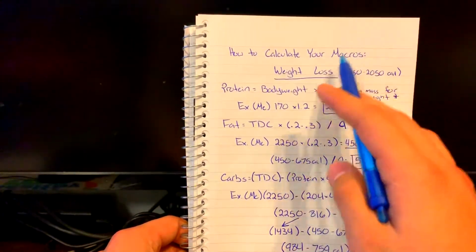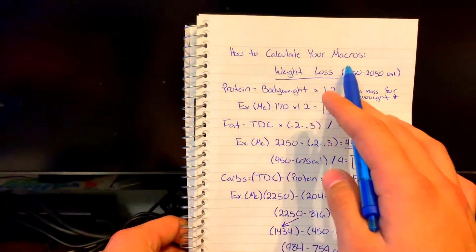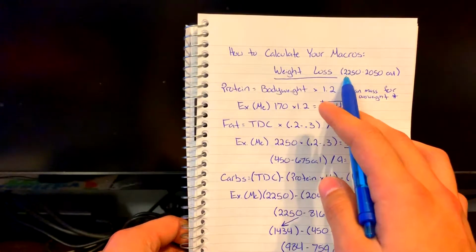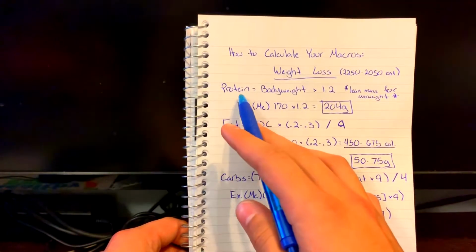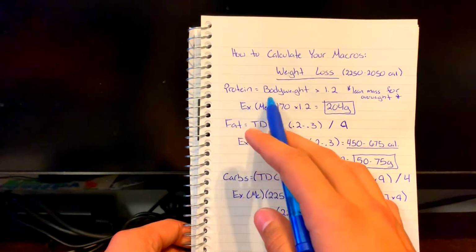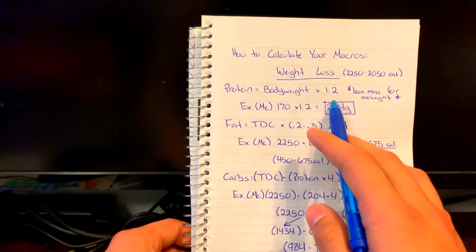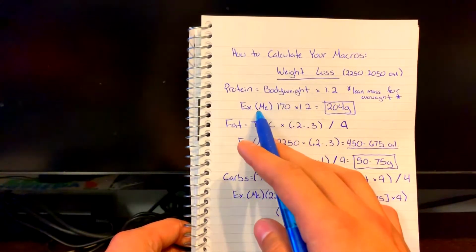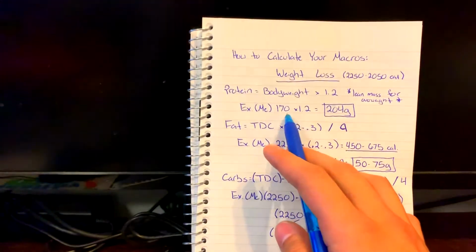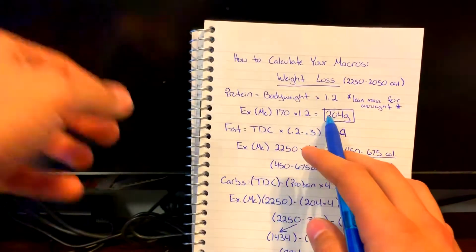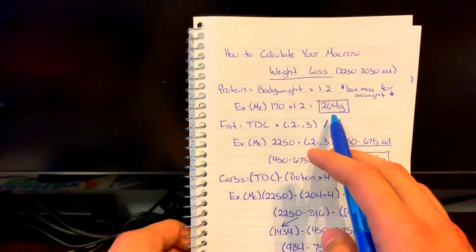For the purpose of this video, for weight loss, I'm just going to use the high end of my weight loss spectrum at 2250. So to find your protein intake for the day, you take your body weight times 1.2. An example for me: I am 170 pounds times 1.2. That gives me 204 grams of protein per day.